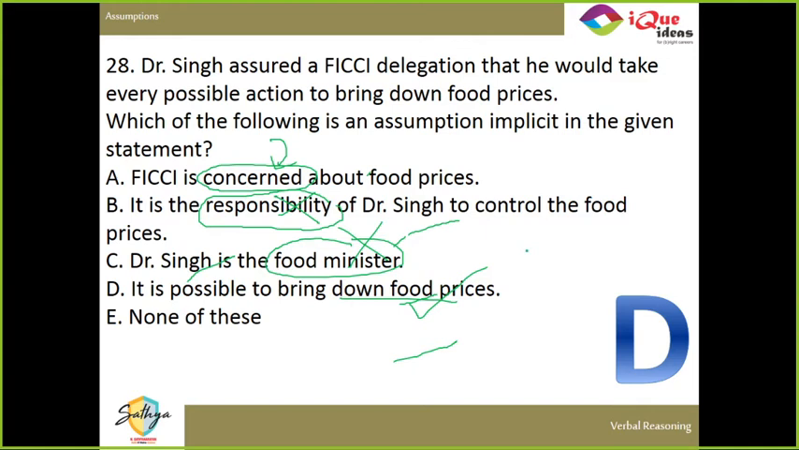If he is making the speech, and you are right, he is concerned. But the option doesn't say Dr. Singh is concerned. It says that FICCI is concerned, and that doesn't necessarily have to be true. And in any case, D is a much stronger assumption than A. Even if A is somewhat correct, D is still much stronger than A. So definitely D has to be marked as my answer.